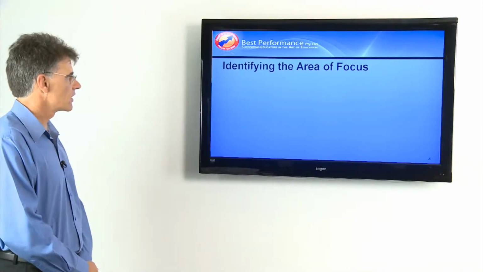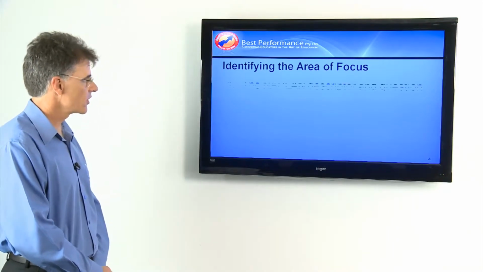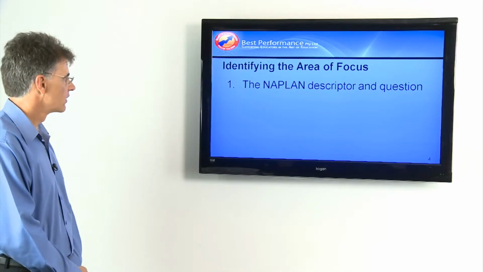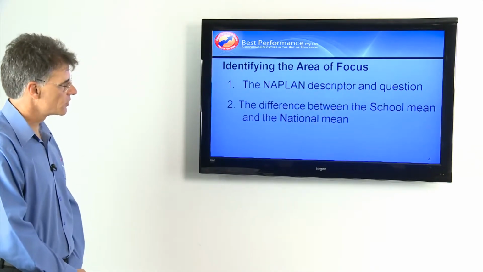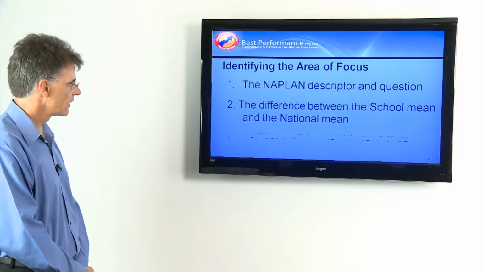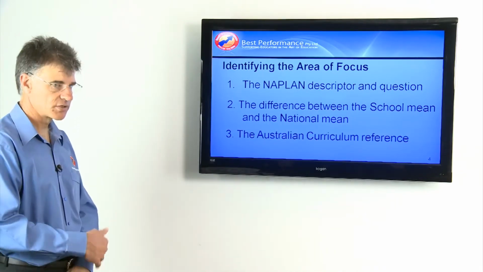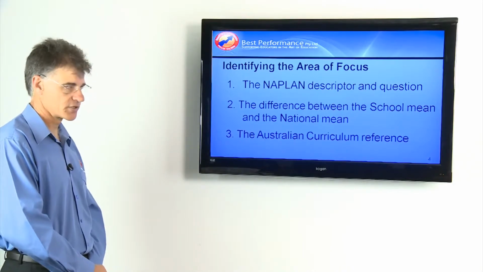So now we're going to identify the area of focus. And there are 3 parts to this. 1, the NAPLAN descriptor and the question. 2, the difference between the school mean and the national mean. And 3, the Australian curriculum reference. Now we're going to do that on the actual analysis sheet.